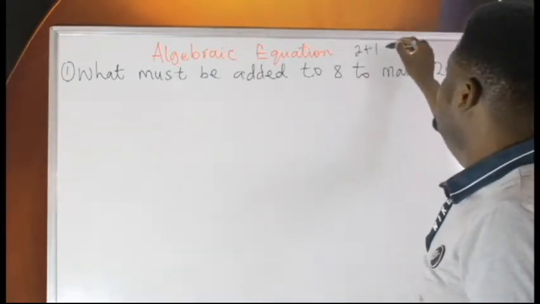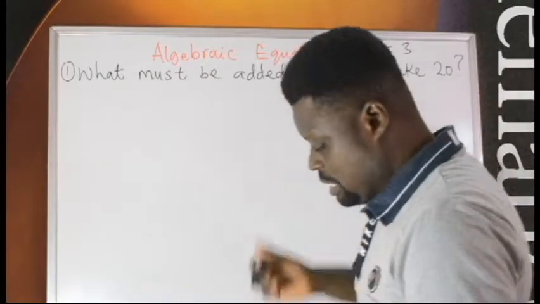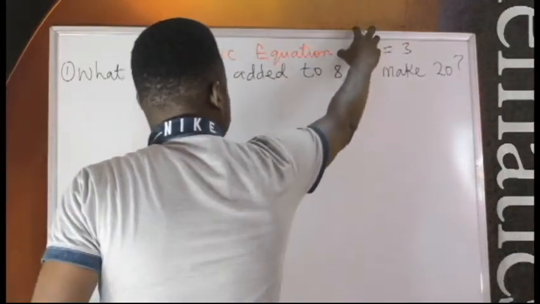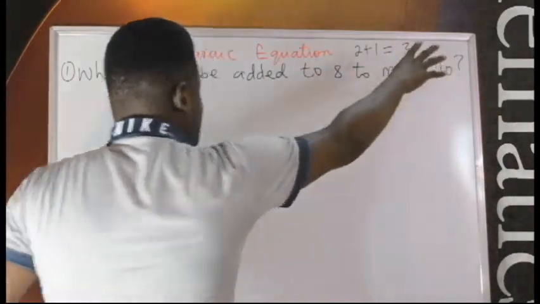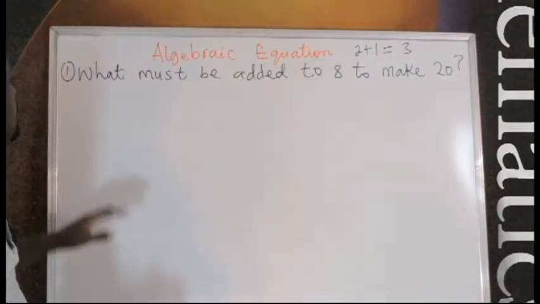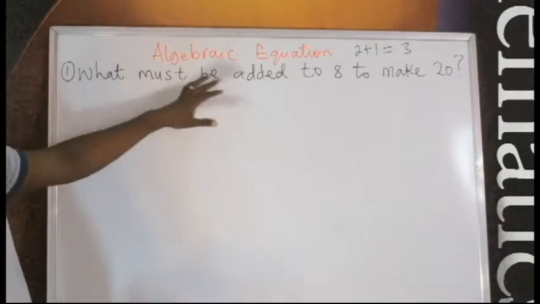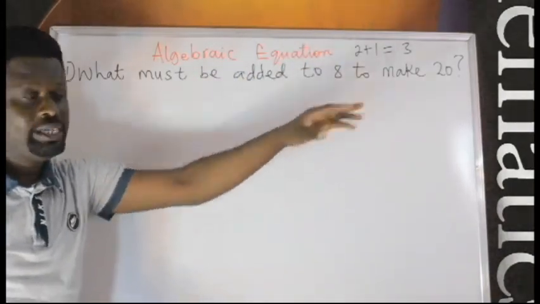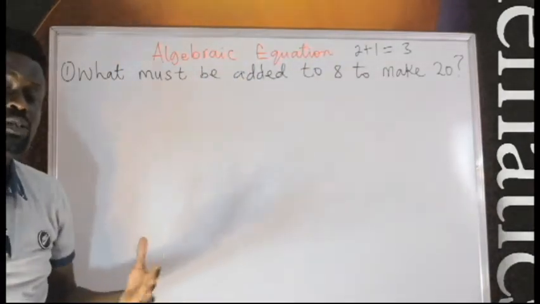2 plus 1 equals 3. This is an equation. That is, this side, the left-hand side, equals the right-hand side. There's a balance. That simply means an equation. So we have here, what must be added to 8 to make 20?